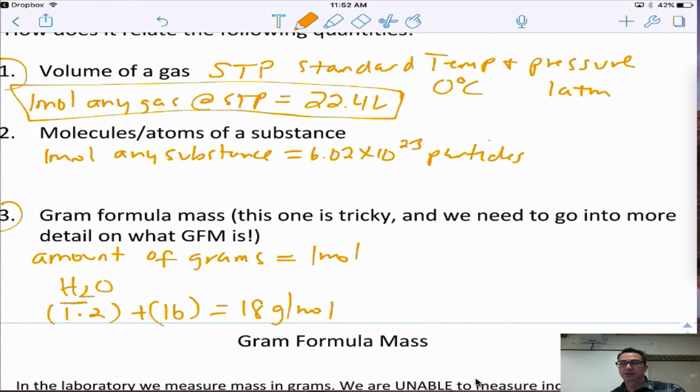Now, depending on what problems you're looking at, or what test you're taking, they want to know it to the hundredths place or the thousandths place. If you look on the periodic table, you'll see that. I personally just round to the whole number, and that's what I expect you to do.